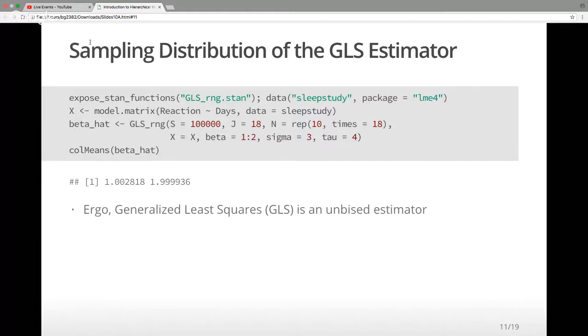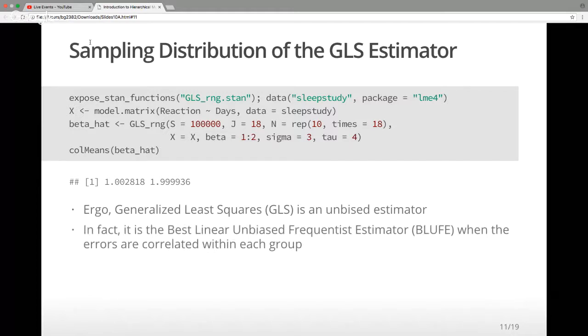And generalized least squares in this circumstance is the unbiased estimator. In fact, it is the best linear unbiased frequentist estimator when the errors are correlated within group. You might have heard that OLS is the best estimator, but that pertains to the situation where there's no group-wise structure to the errors. Doing this transformation and then doing OLS actually results in the best linear unbiased estimator when you have errors that are correlated within each group, each school, each state, whatever that may be.